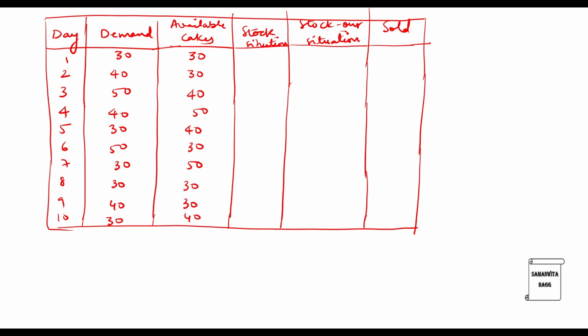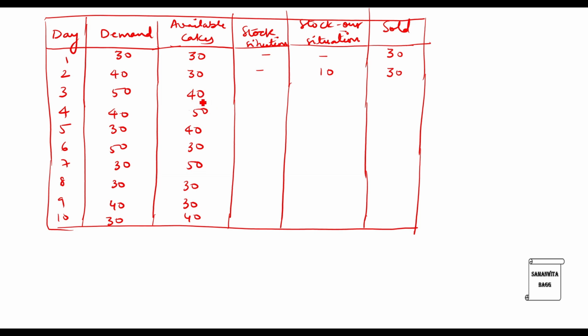Now we will talk about the stock situation. For that, he has available 30 cakes. His demand is 30. So there will be no stock remaining and he is also not in the stock out situation. And how many cakes he has sold? 30. Next, he has available cakes 30 and his demand is 40. So he can sell only 30 cakes. He cannot sell more than that. But his demand is 40, which means he was not able to sell 10 cakes. So he ran out of 10 cakes and no stock obviously.